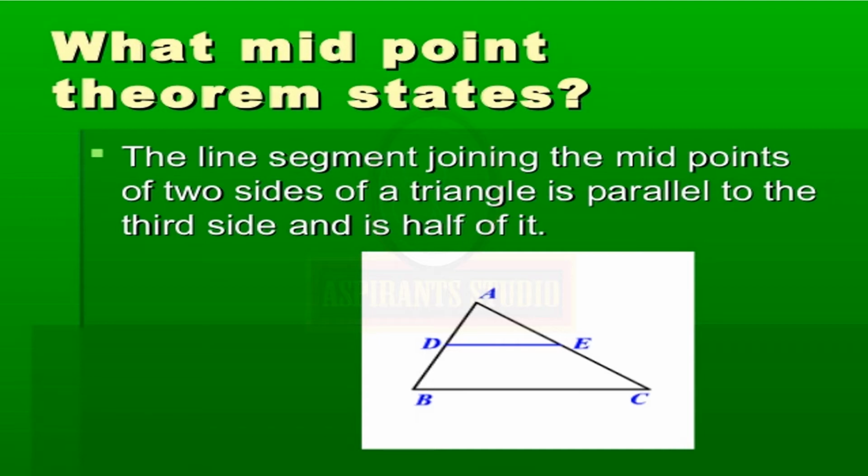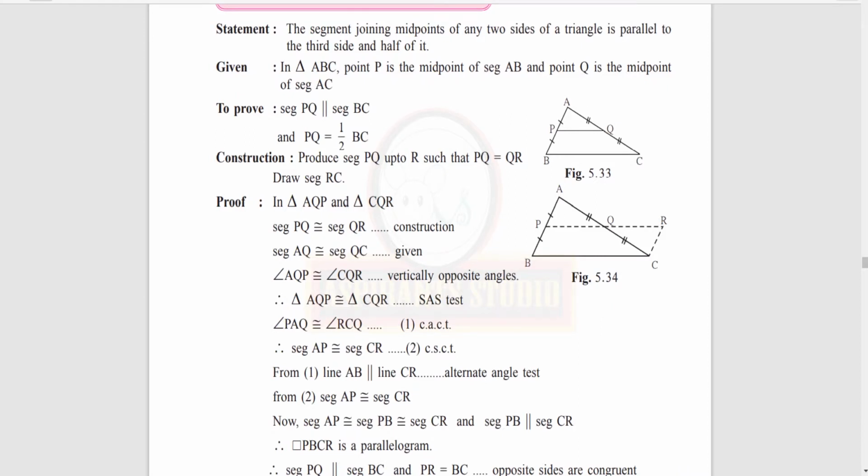The segment joining midpoints of any two sides of a triangle is parallel to the third side and half of it. Given in triangle ABC, point P is the midpoint of segment AB and point Q is the midpoint of segment AC. You have to prove segment PQ is parallel to segment BC and PQ is equal to half of BC.